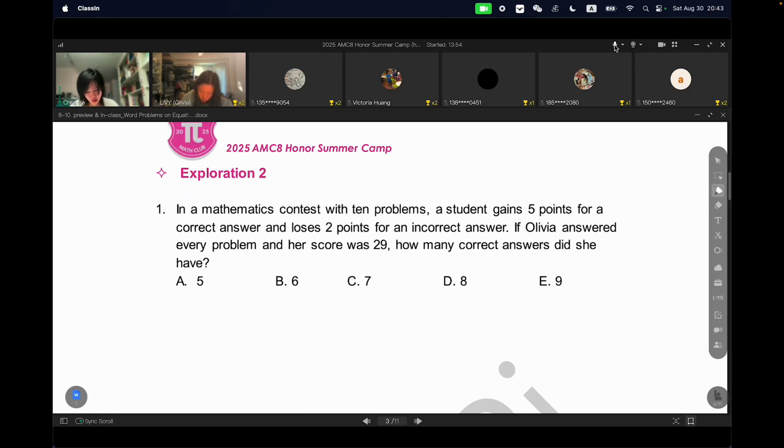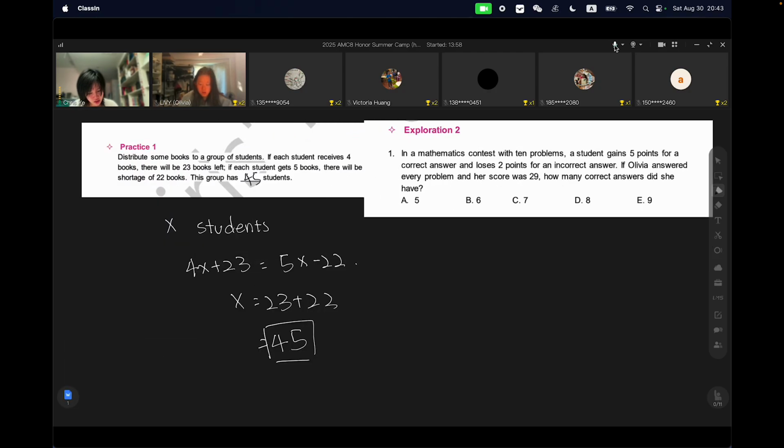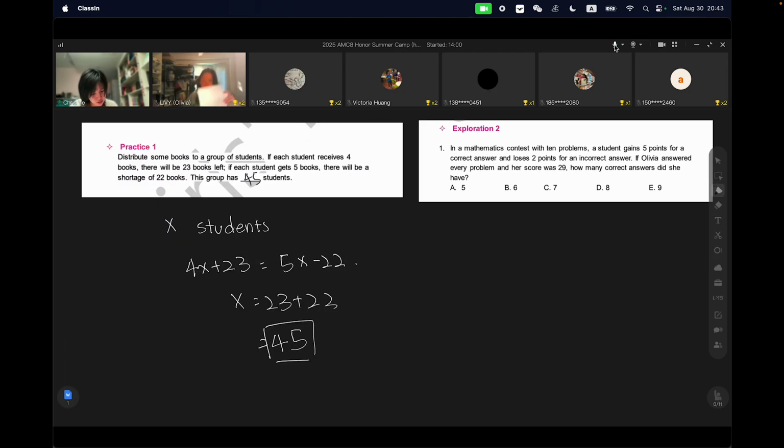So this is another type of problem. In a mathematical contest with 10 problems, a student gains 5 points for a correct answer and loses 2 points for an incorrect answer. If Olivia answered every problem and her score was 29, how many correct answers did she have? So there are 10 problems in total, which means that the maximum points are 5 times 10 equals 50. So this is like maximum points.